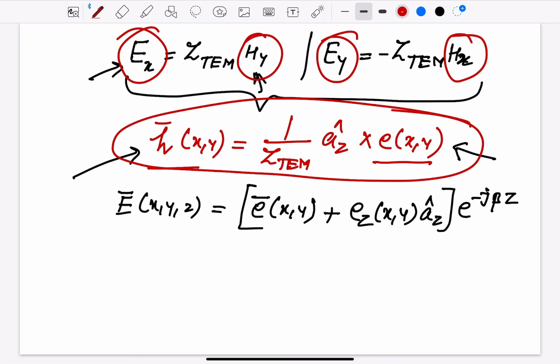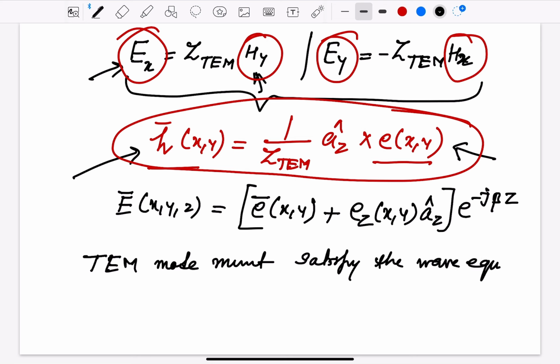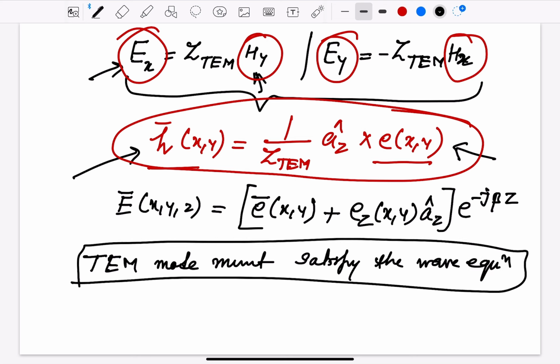Now, because we are talking about the TEM mode, hopefully you know that it must satisfy the respective wave equations. The TEM mode must satisfy the wave equations. Why? Because we are talking about a traveling wave, so it is quite obvious.